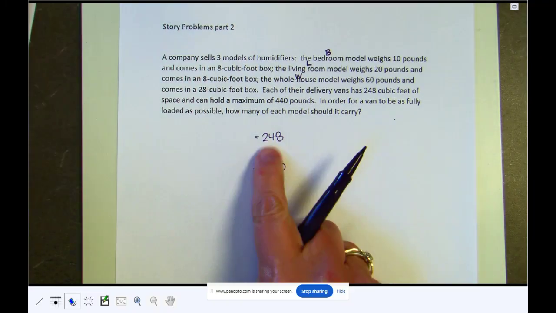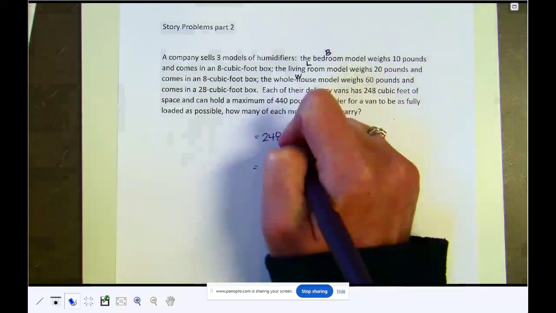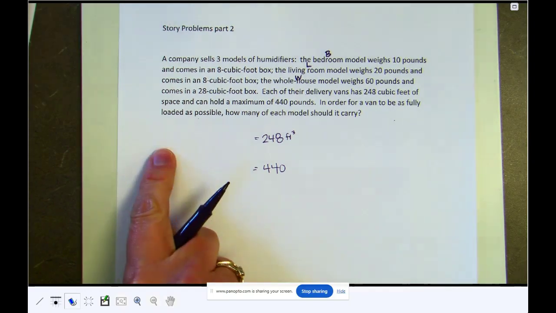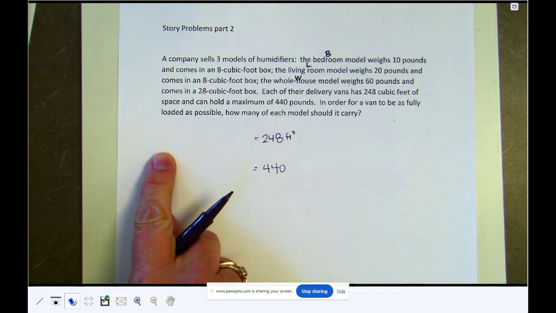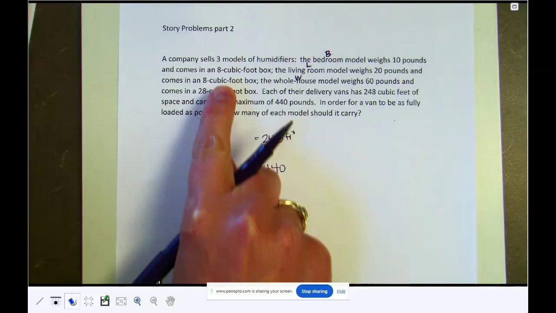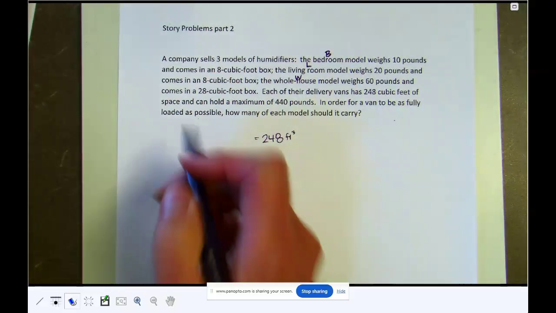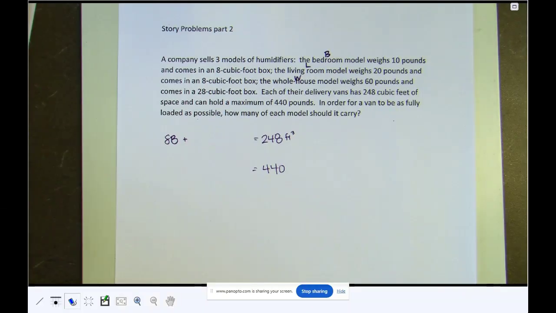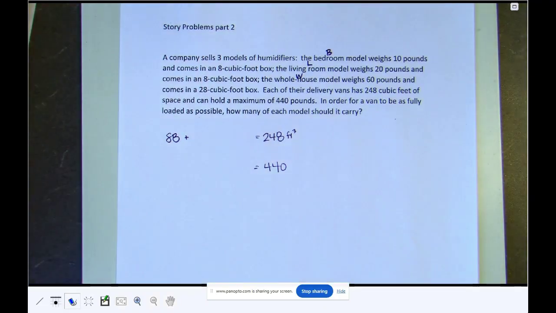Okay, so if 248 is cubic feet, you don't have to put that there. I'm just putting it there so we remember. What's the coefficient then of the B? 8, because it says that the bedroom model is 8 cubic feet. So 8B. Okay, I want you to see if you get the rest of it for me. The whole rest of it.